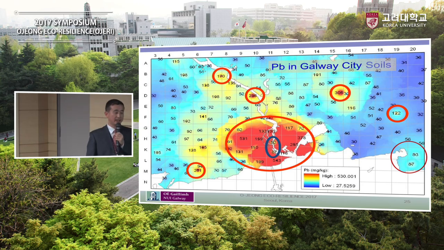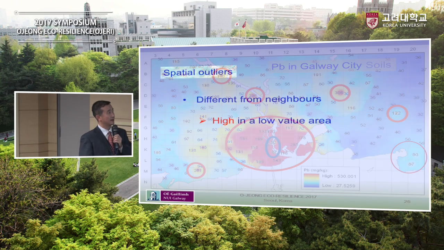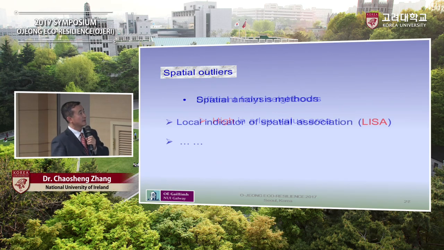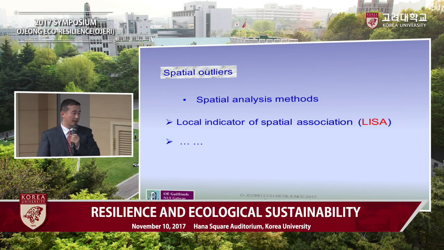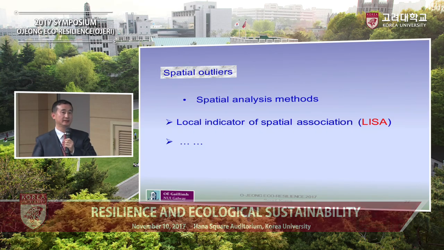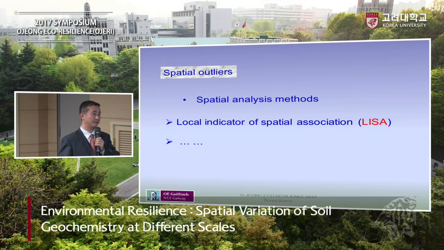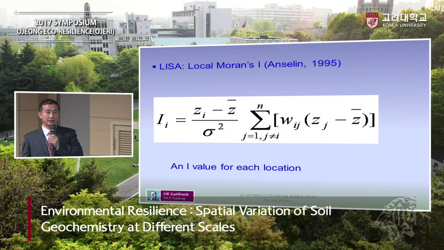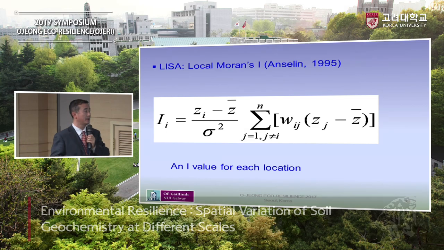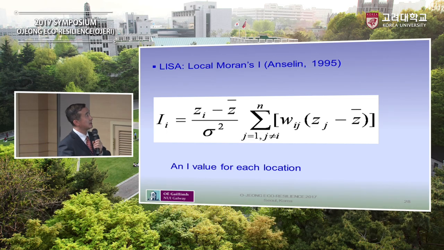In fact, we can do that statistically. The method is called LISA, Local Indicator of Spatial Association. I borrowed this idea from a person who studied spatial economics. They are interested in hospitals in economics, so I applied this idea to environmental science. And that's the function. I'm not going to go into the details of this one, but if you're interested, just write this down: local Moran's I.